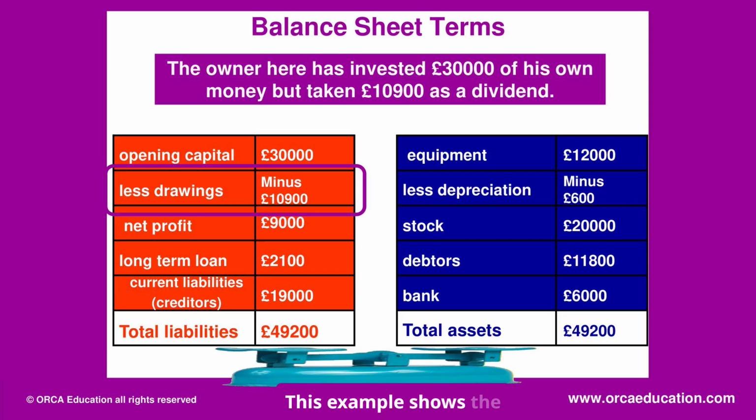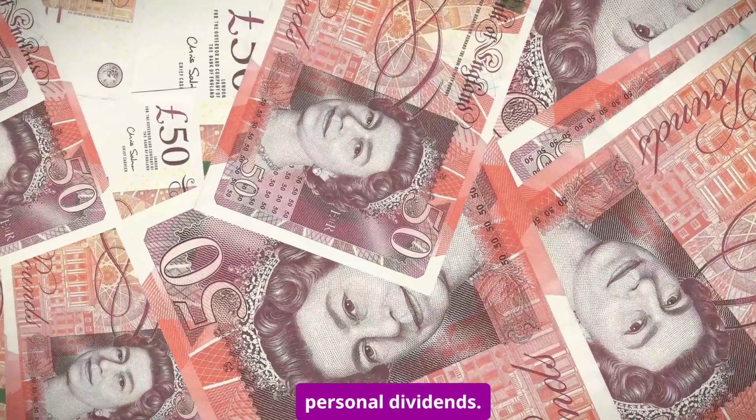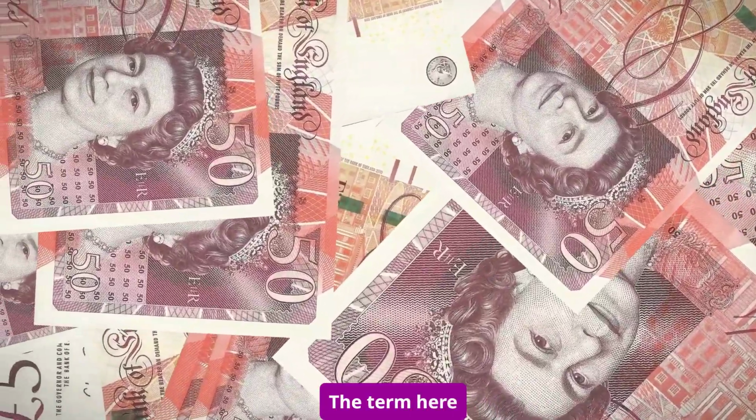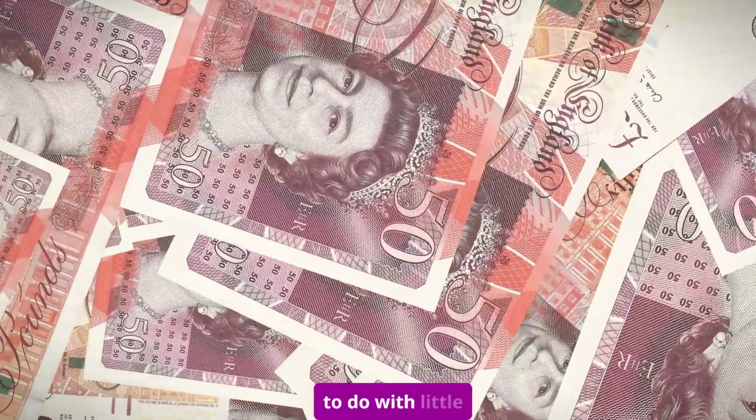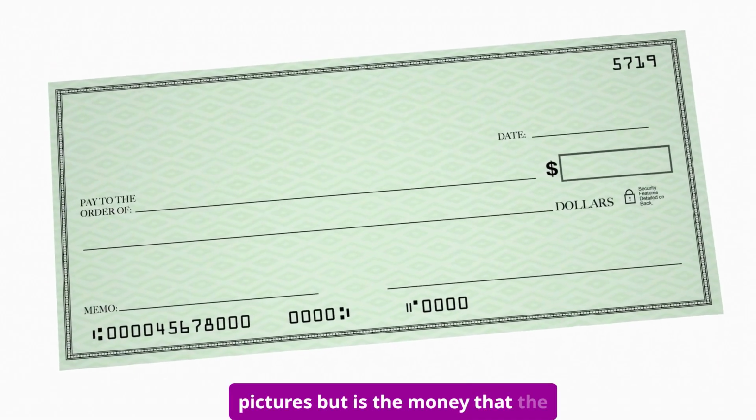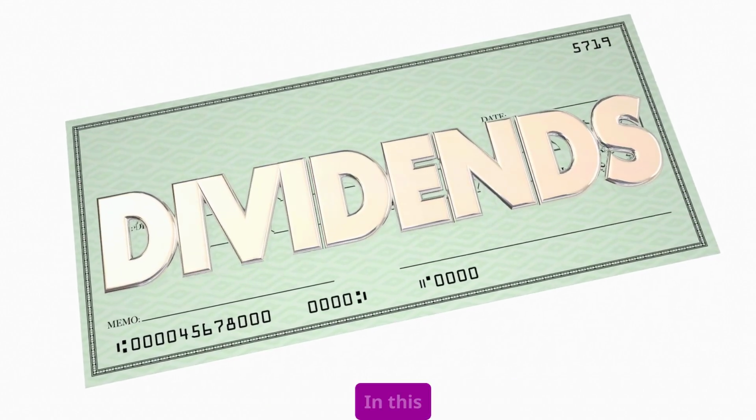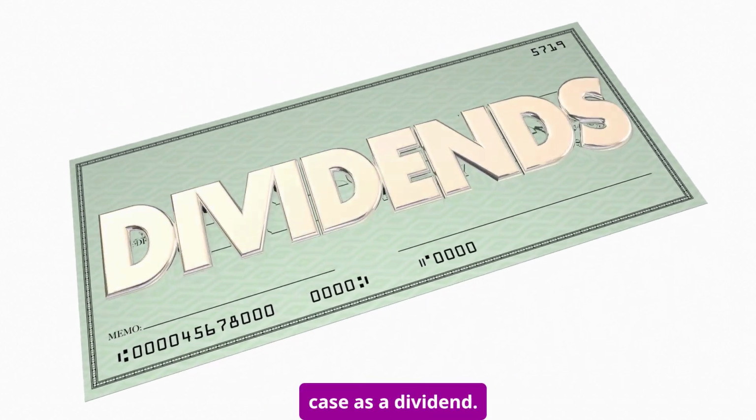This example shows the owner's direct involvement, investing £30,000 yet withdrawing £10,900 for personal dividends. The term here is drawings, which has nothing to do with little pictures but is the money that the owner has received back. In this case as a dividend.